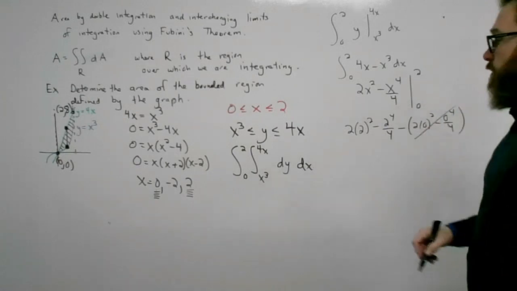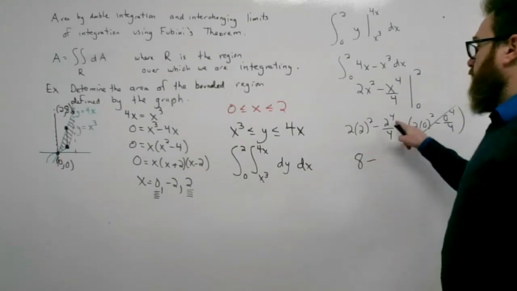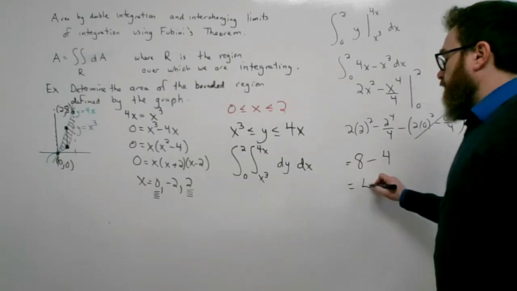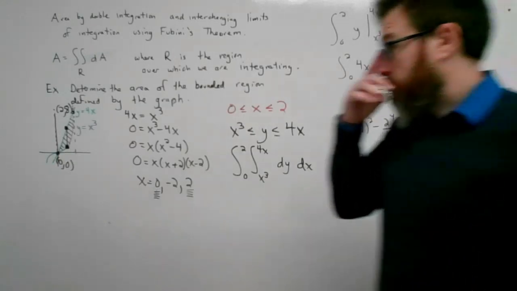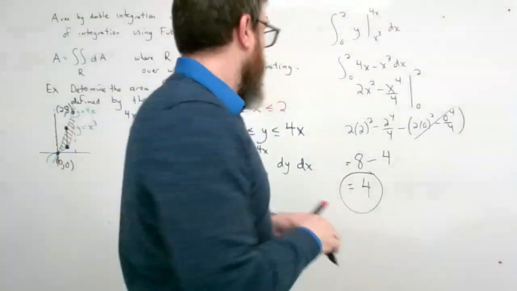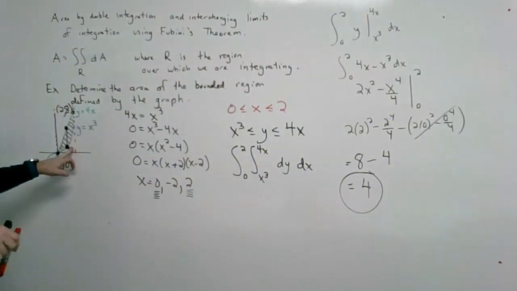We'll see that side is going to be 0. So this is going to be 8 minus 16 over 4, which is going to be 4. So the area defined by that region is going to be 4 units. Well, 4 units squared because we're talking about an area. So I'm going to erase this, and I'm going to show you that we can switch the limits of integration.